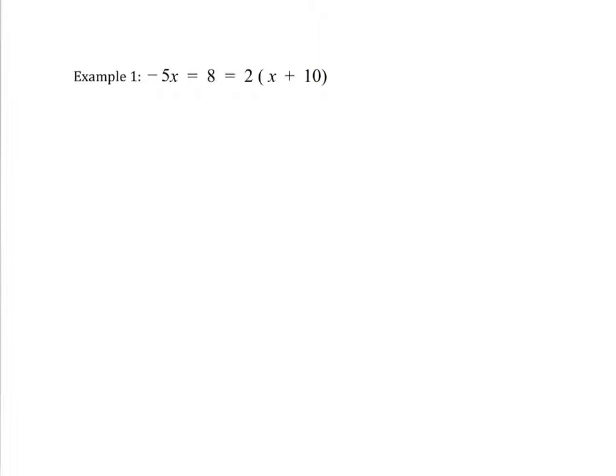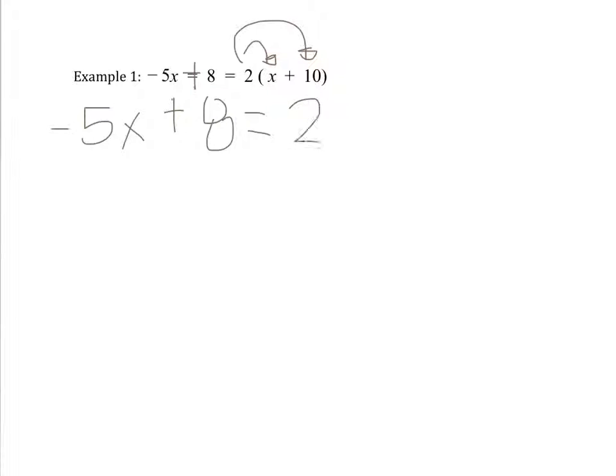All right, so here's our first example. We have negative 5x plus 8 equals 2 parentheses x plus 10. The first thing that I have to do, I notice that there's a number in front of a set of parentheses. Before I can even solve for my variable, I have to distribute my 2. So I'm going to bring everything down on the left side of my equal sign. Negative 5x plus 8 equals 2 times x is going to give me 2x. 2 times 10 is going to give me 20.